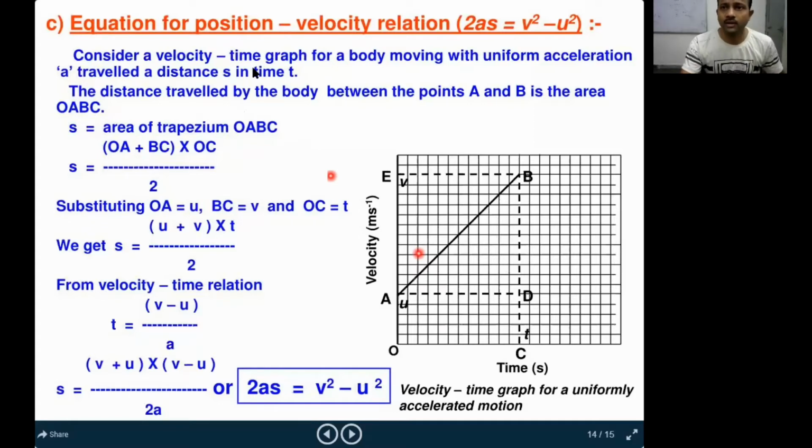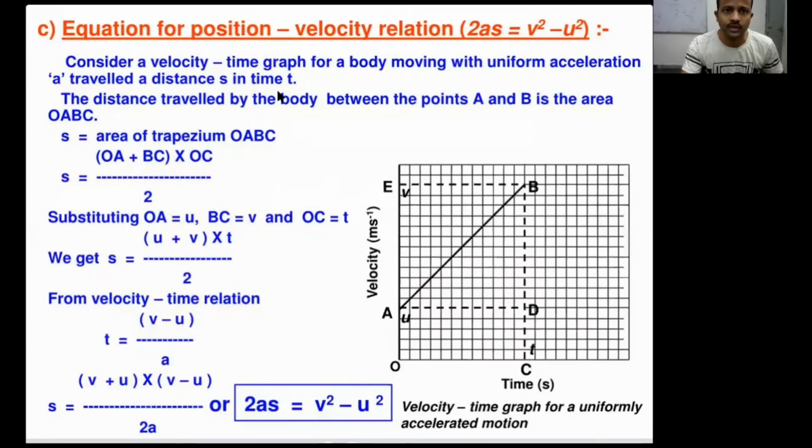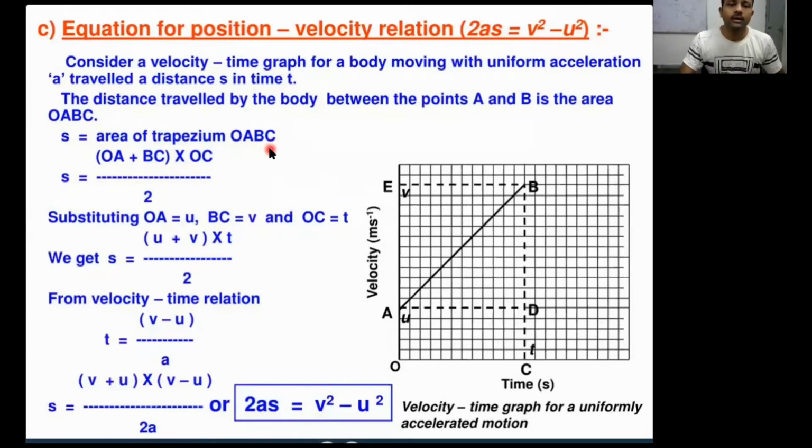Equation for position velocity relation: 2as is equal to v square minus u square. Then how will you get this equation of motion, v square minus u square equal to 2as? Here we again consider the velocity time graph. A body moving with uniform acceleration a travels a distance s in time t. The distance traveled by the body between the points A and B is the area of the OABC.